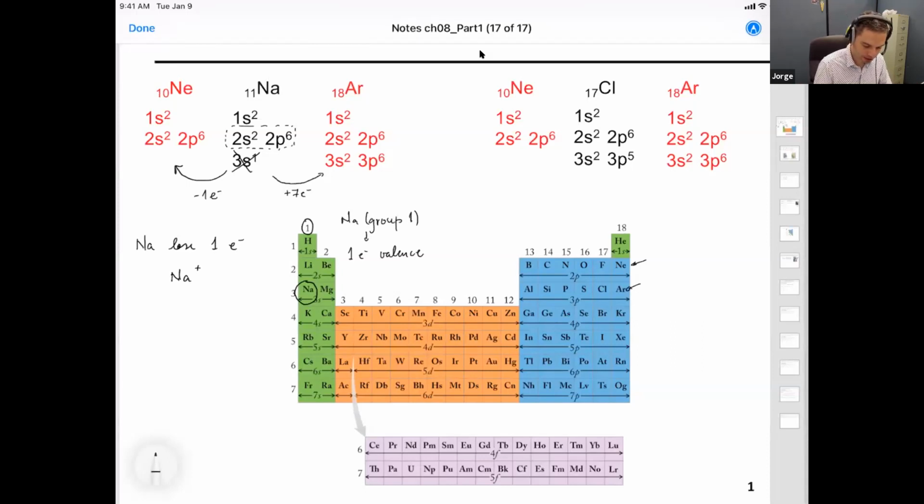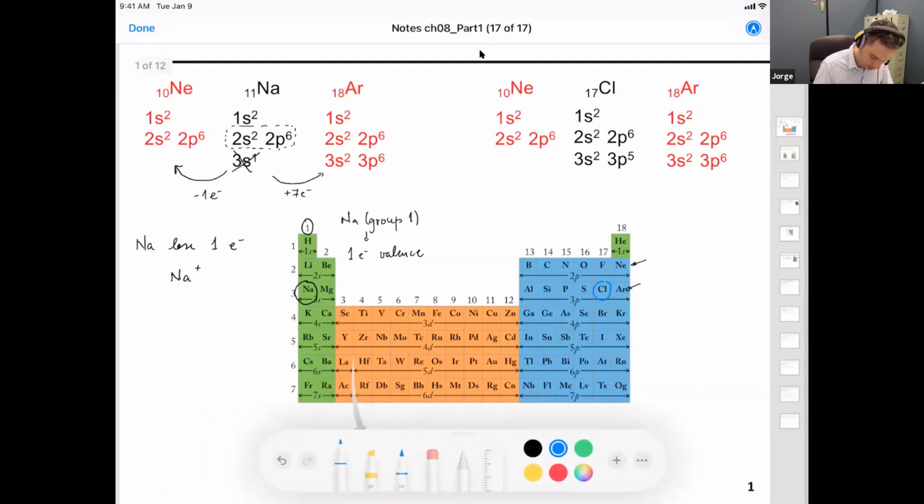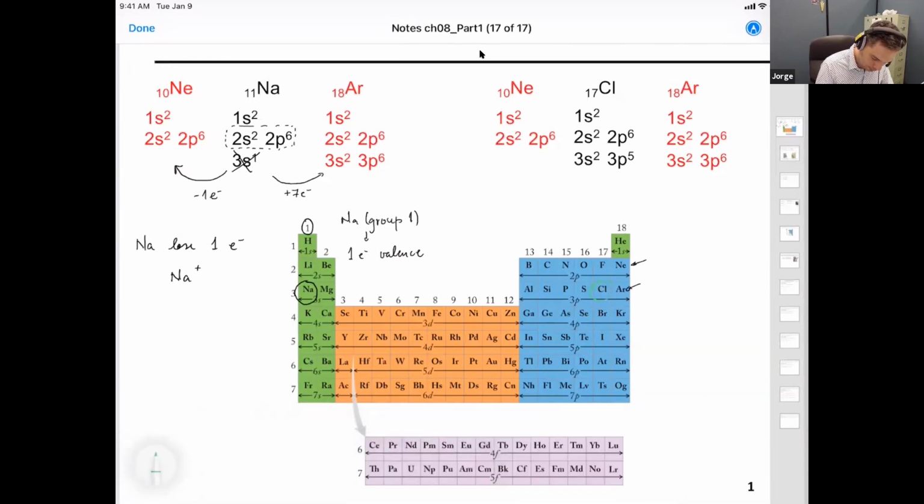Now let's take a look at chlorine, which is on the opposite side of the periodic table. Chlorine is right here, in group 17 in row number 3. Looking at the group number, we must be able to determine the number of valence electrons. For groups 13 all the way to 18, remember that we have to subtract 10 electrons from the d orbitals. Therefore, chlorine has 7 electrons in the valence shell.